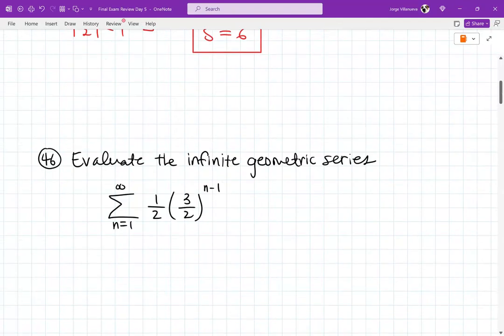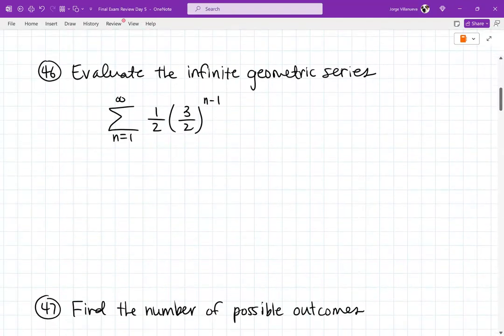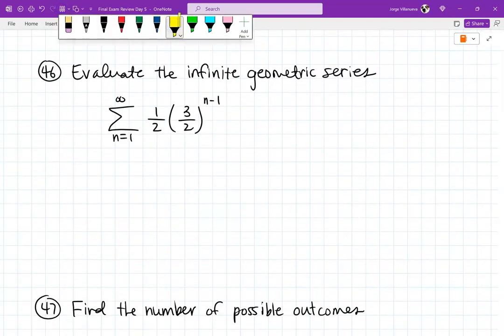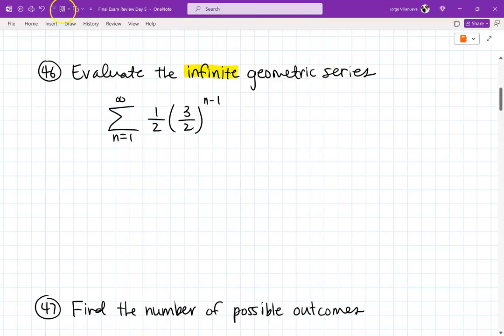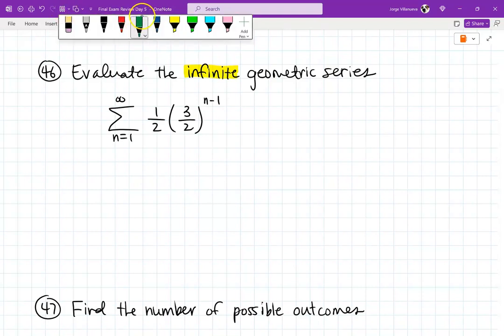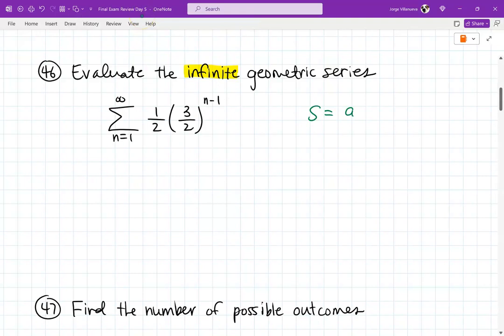So the next one is the same exact type of question. Again, I'll highlight the word infinite. If it doesn't say the word infinite, then the formula is different. So this one again is going to be a sub 1 over 1 minus r, as long as the absolute value of r is less than 1. Same formula as before.